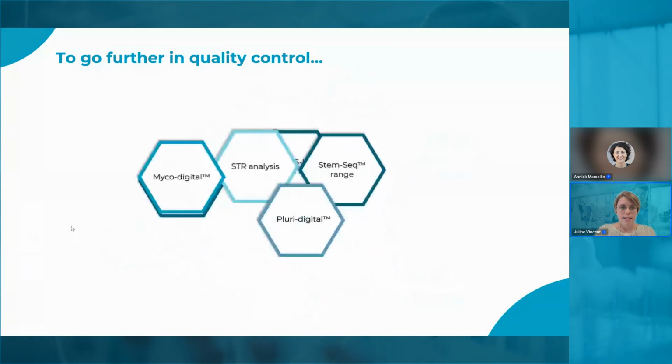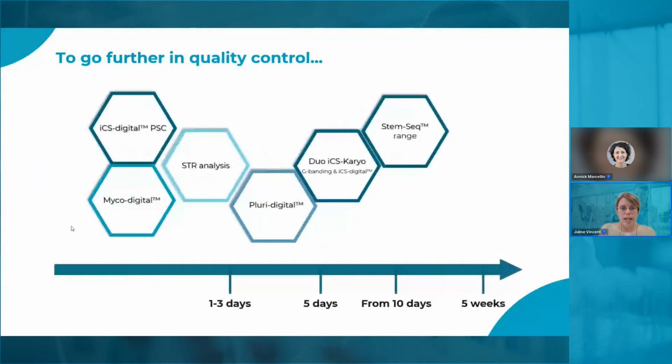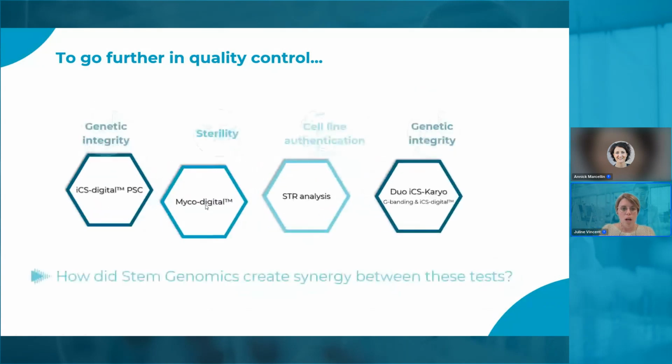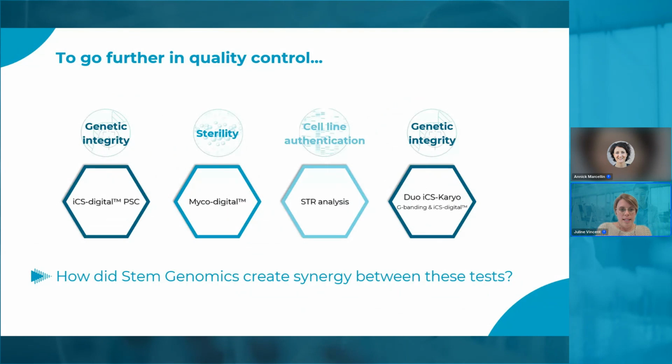All these tests have different turnaround times, going from 1 day for the digital PCR-based tests to 5 weeks for NGS-based tests. But today, we would like to focus on the essential assays and how STEM Genomics developed a synergy between these 4 tests. I will introduce each of them to you.